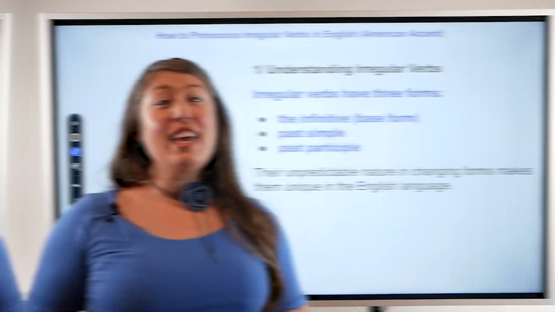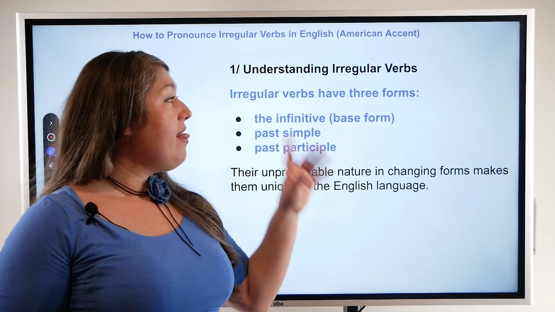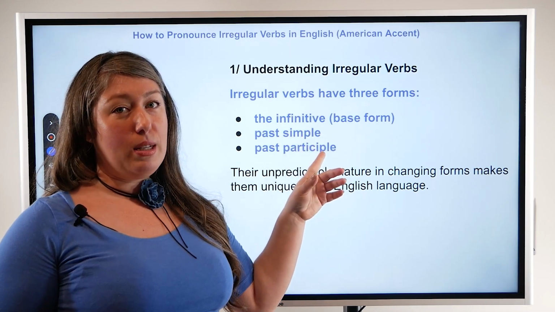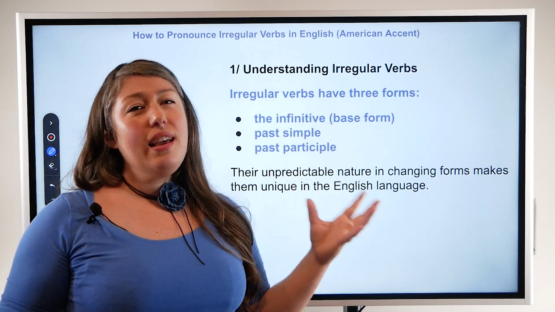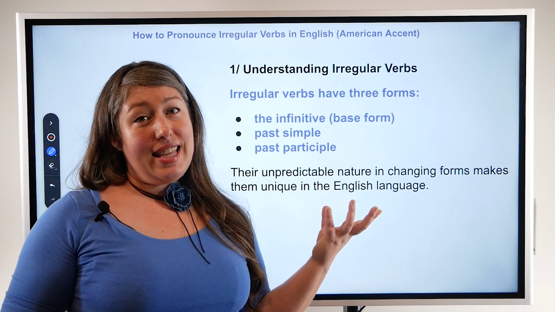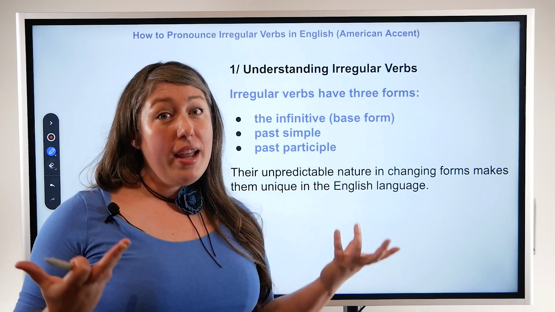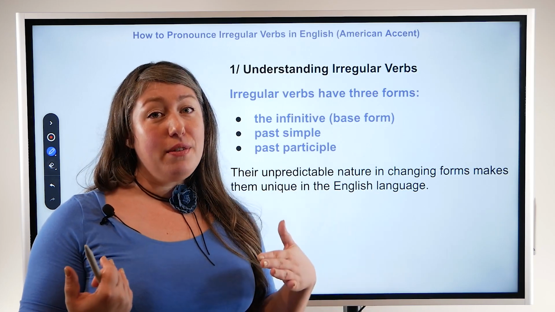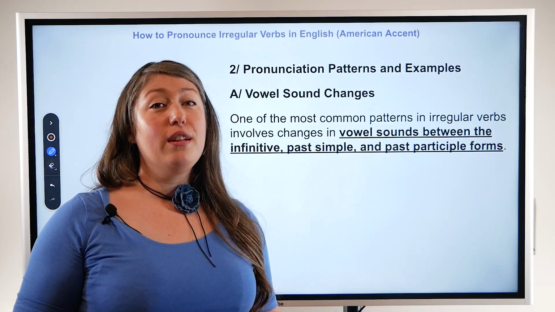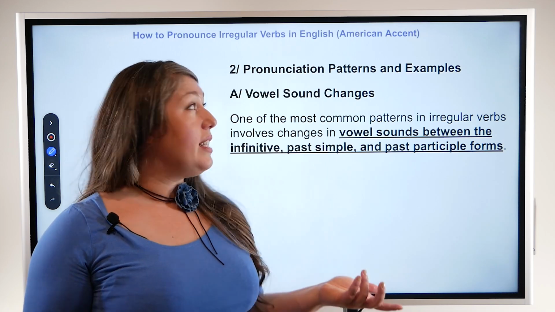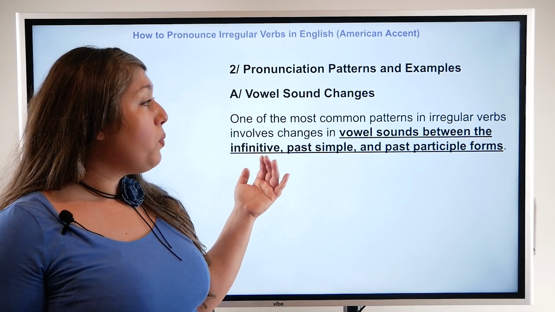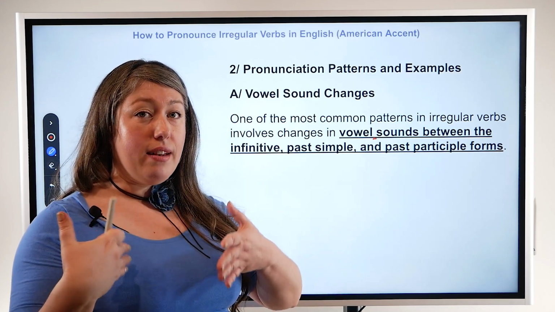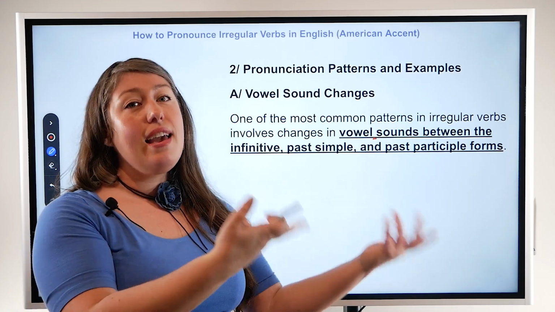Now let's get started. Irregular verbs have three forms. They have the base form, or the infinitive, and past simple, and the past participle. However, what's unique and tricky about irregular verbs is that they are not regular. That's why we call them irregular, because the way that they change can be different depending on the verb. One of the ways that irregular verbs change is the vowel sound. So the way that we pronounce the word based on the vowel sound can change between the base form, or the infinitive, past simple, and the past participle.